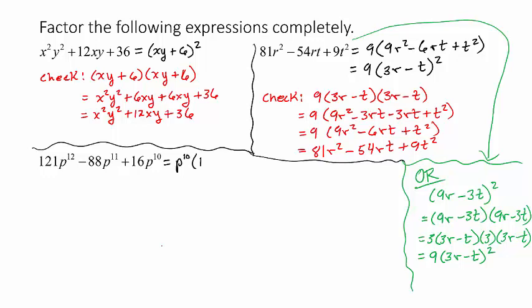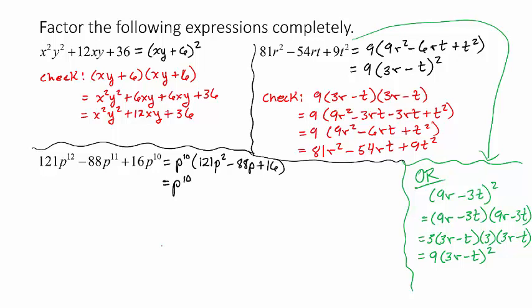So we have 121p squared minus 88p plus 16. Okay, let's just think this through for a minute. The square root of 121 is 11. The square root of 16 is 4. 11 times 4 is 44. And 44 times 2 is 88. Okay, so perfect square trinomial. Great candidate for it.